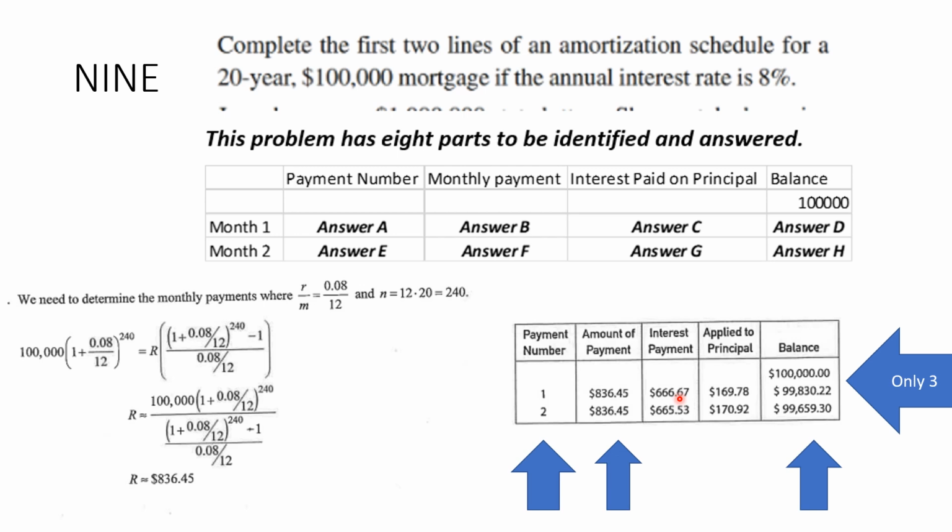They always get their interest, so the interest is always on the unpaid balance. So the first time it's on the 100,000, but then as you go forward, what happens is that the amount applied to the principal increases. So these are the numbers that you should have had on your sheet.